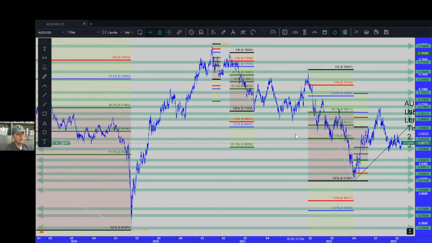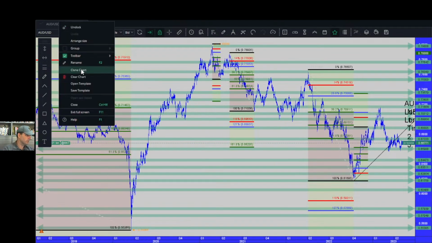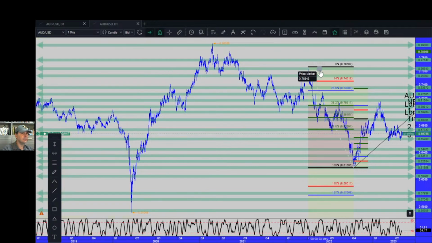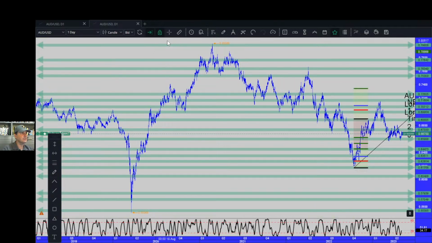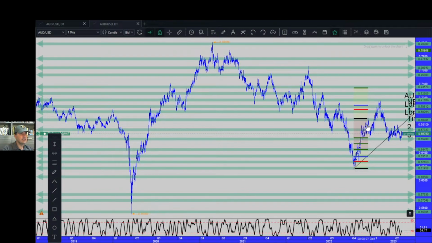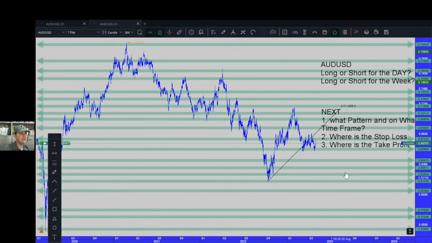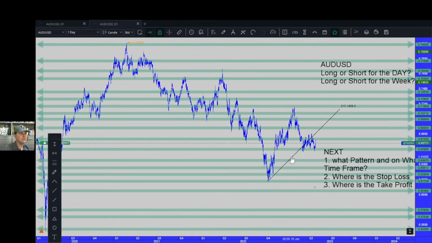All right. So clone chart. Fibonacci's out, right? We didn't learn Fibonacci's yet. Fibonacci's out. All right, there you go. Indicators out. There you go. Everybody, AUD USD daily chart.